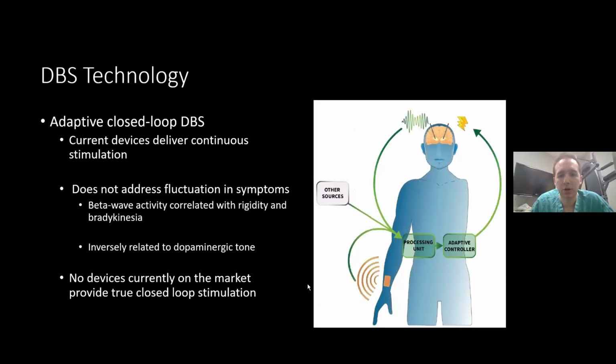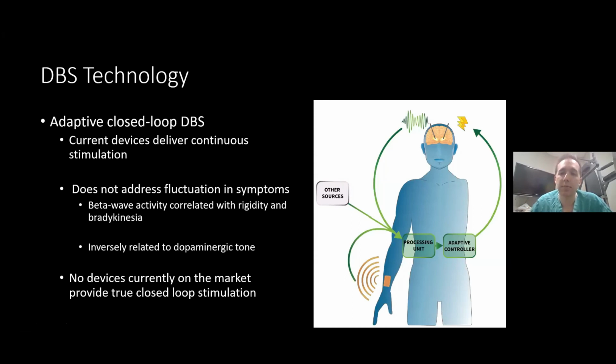And this is really where things are going, which is adaptive closed loop DBS. Because right now, the way the DBS units work, they're just giving stimulation 24 hours a day, 7 days a week for 3 to 5 years or 5 to 10 years. And it doesn't really address the fluctuation of symptoms, because like anything in your brain, there's a circadian rhythm of how much dopaminergic tone you have at one point or another. It's not an all or none phenomenon. So people still have fluctuations. They still have on off time, even with DBS, but it's not as great as it was.